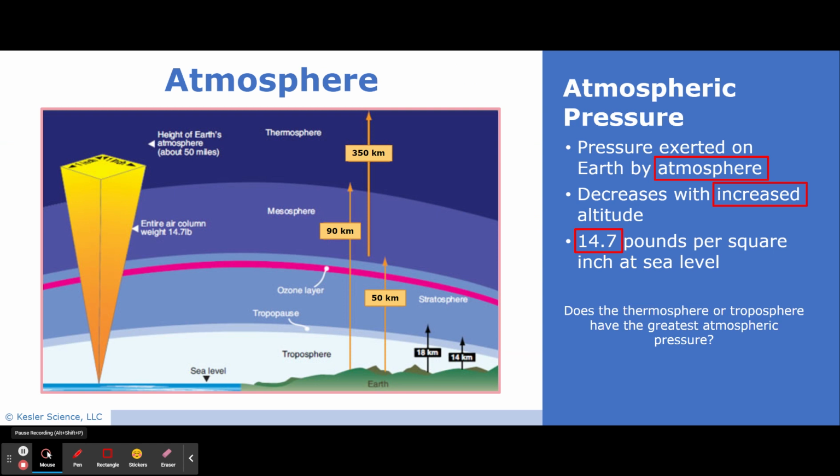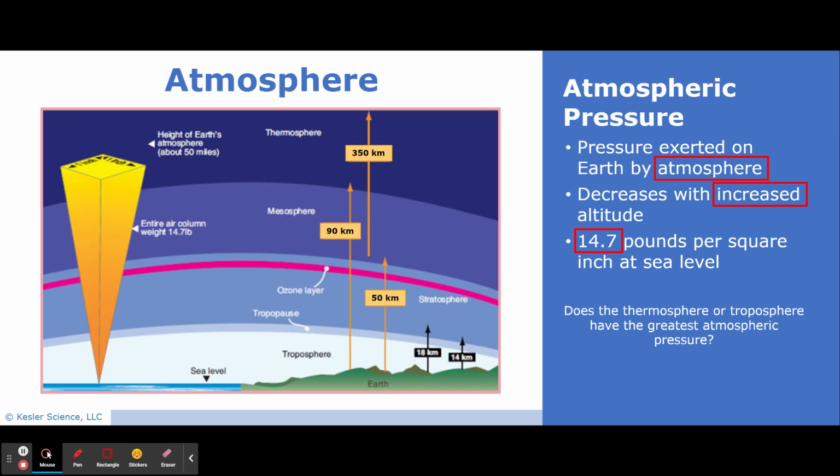Atmospheric pressure. Pressure exerted on the earth by the atmosphere. This decreases with increased altitude. In other words, pressure decreases as you go up. 14.7 pounds per square inch at sea level. So things that you'd like to know here. This section right here, highlight that. Atmospheric pressure decreases with increased altitude. So the higher you go up, the less the pressure is. And this lovely number right here, you're going to want to memorize as well.